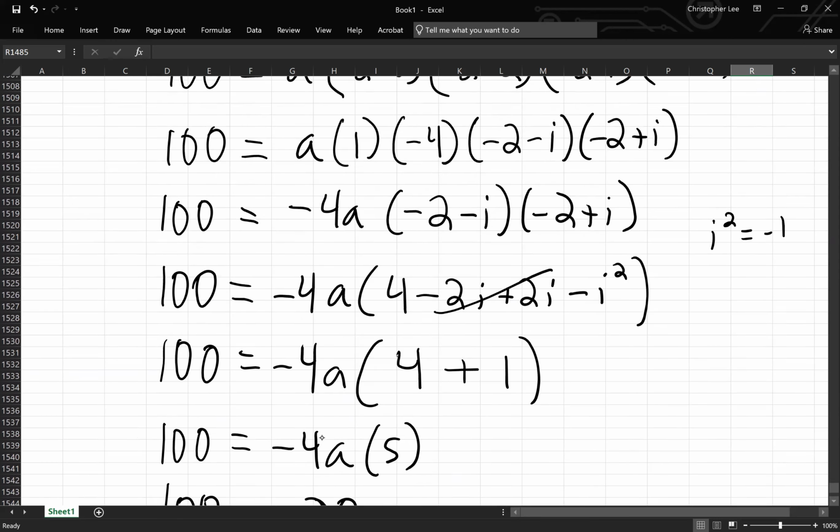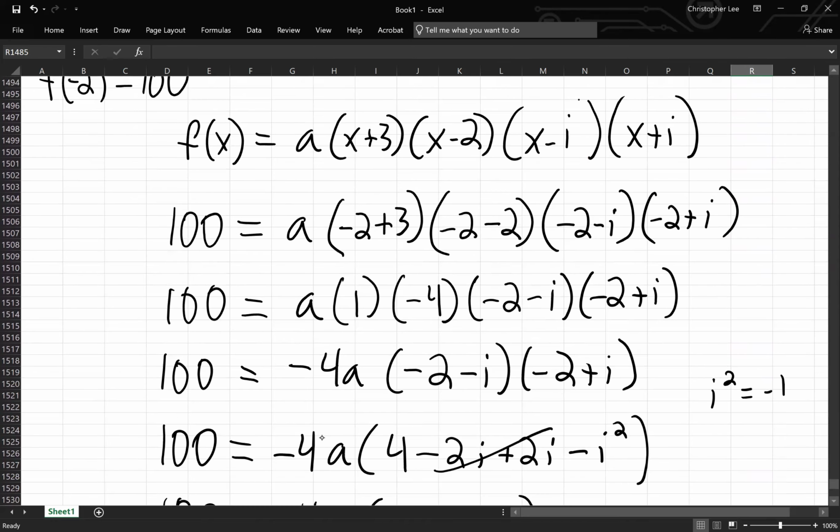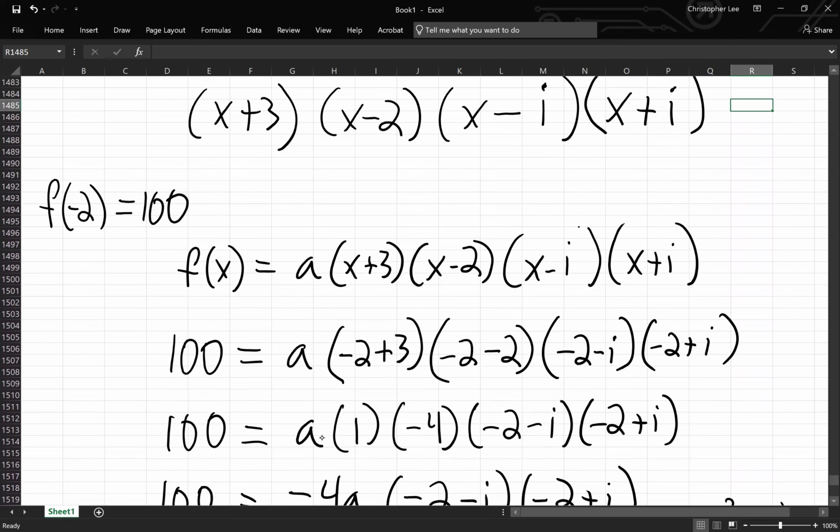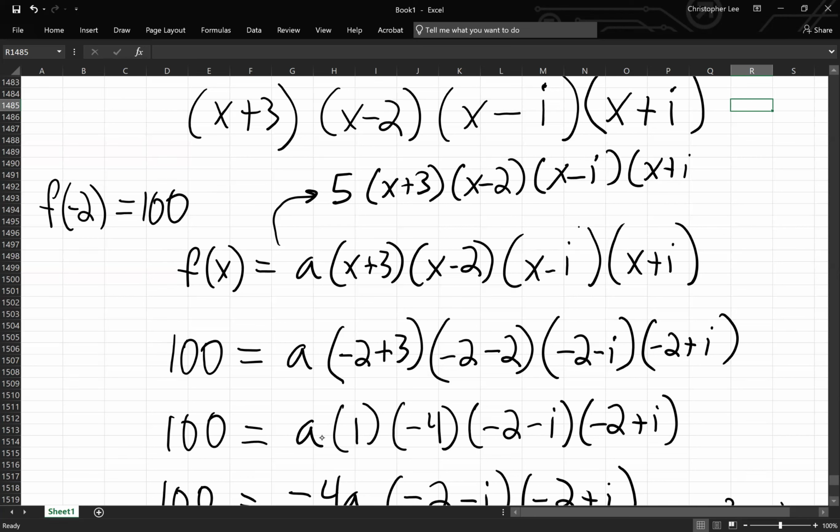Bam. So let's come all the way back up here. In the interest of time, I'm just going to write it right here. This is negative 5 times x plus 3 times x minus 2 times x minus i times x plus i. This is not the final answer. You need to distribute and combine like terms, but because of time, I know y'all know how to distribute, so I'm just going to call it at that.